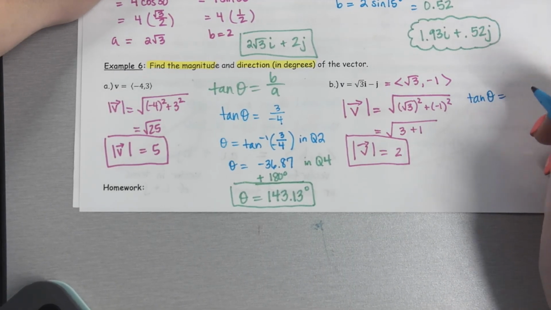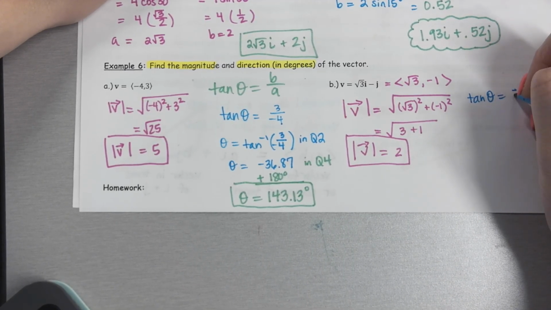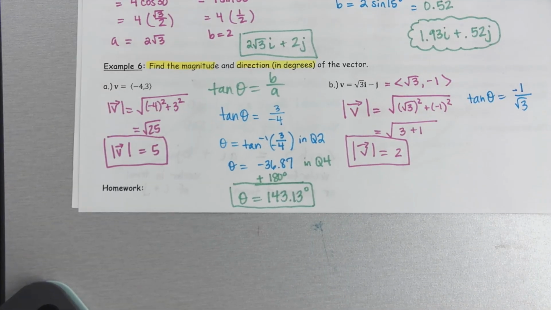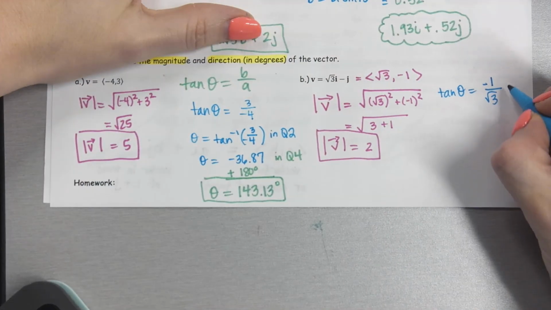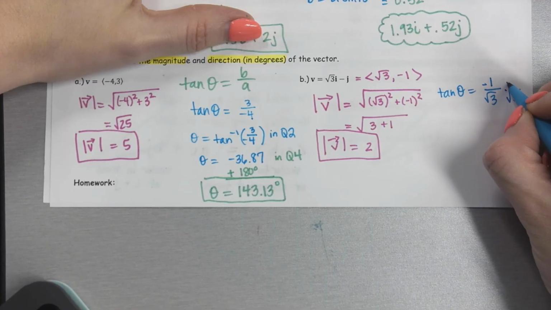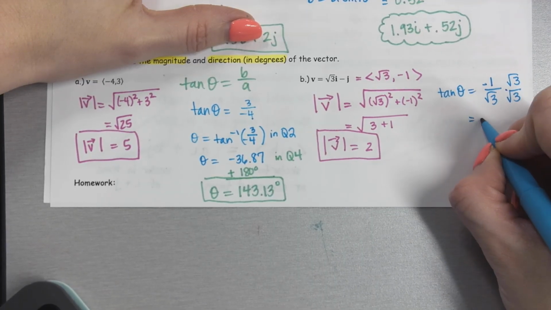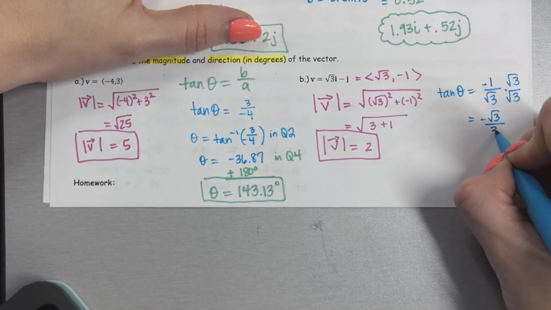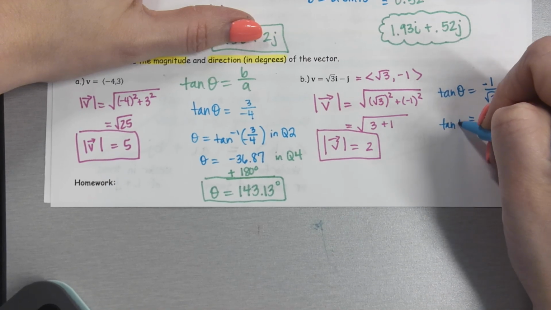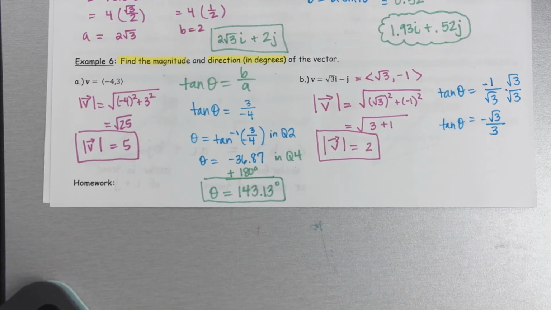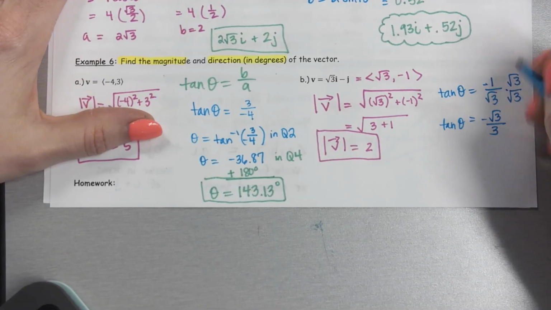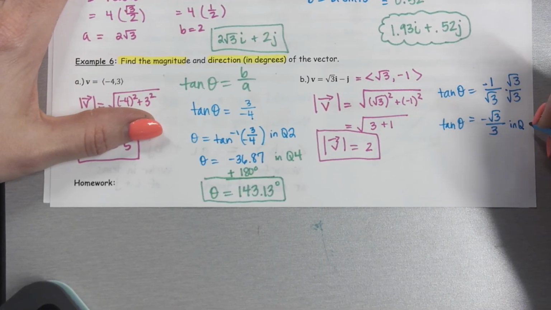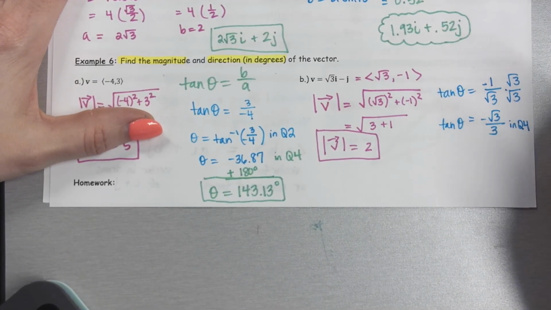Okay, now for this one, when you do your b over a, we can rationalize. And if we rationalize this, this is a familiar value. Okay, there are 2 places where the tangent is -√3/3. Because this is a positive and a negative, we have to find this in quadrant 4.